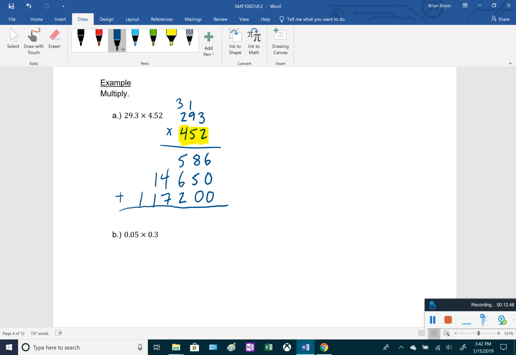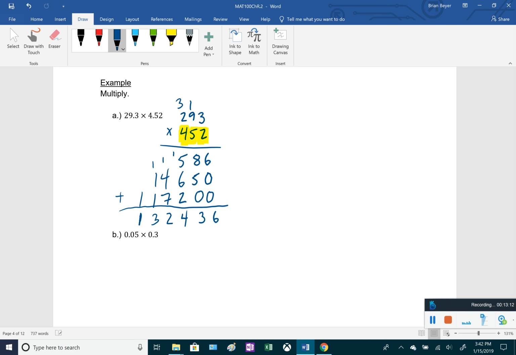Okay, so when we're adding all of these up, we're just going to add straight down the column. And if we add straight down the column, we're going to get 6 and 13, carry the 1, 14, carry the 1, 12, carry the 1, 3, and 1.